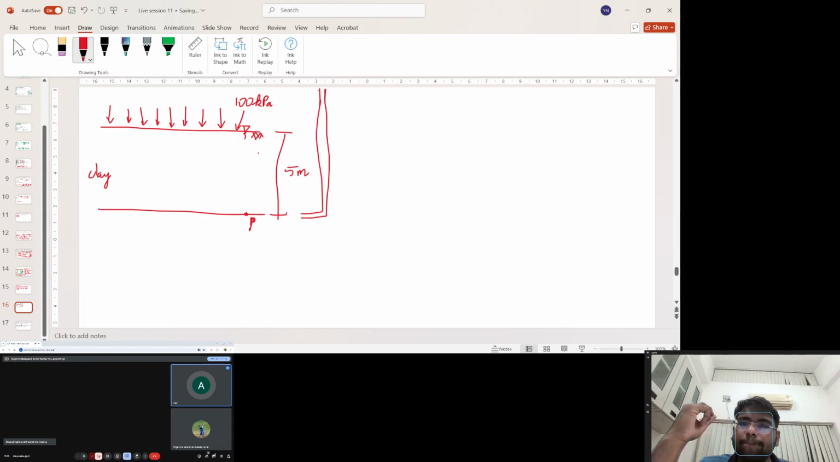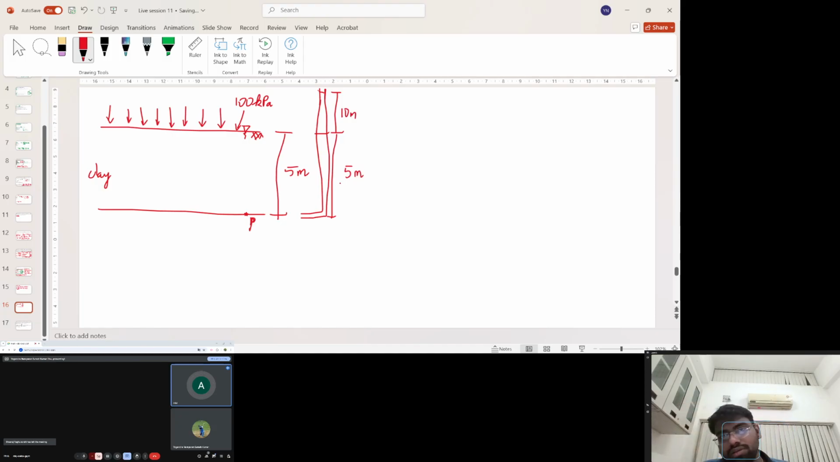The height of the water raise is equivalent to above the ground level. It will be 10. That is equivalent to the height of the water raise, which is equivalent to 10 meters.